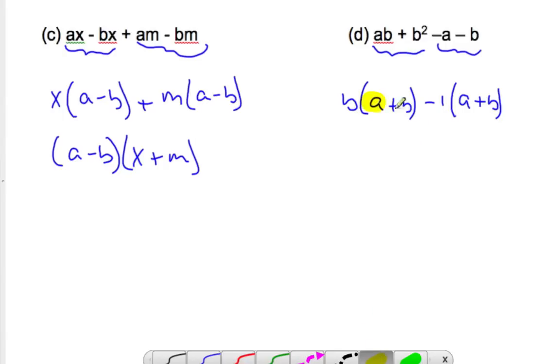But now I have a plus b is the same in both. Treat that as a common factor. I get a plus b times b minus 1. You have to make sure these are the same.